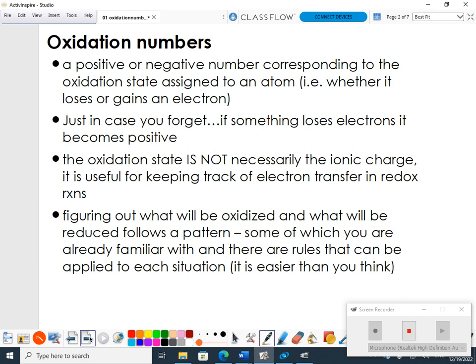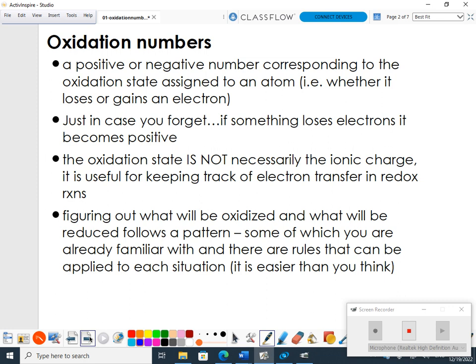So I think it's the next slide that has some rules, and some of them you will already know. There are substances, and you can check on your periodic table, for example, oxygen is always -2. Then you can look at a substance, use some of the rules, and figure out what the unknown oxidation number is.